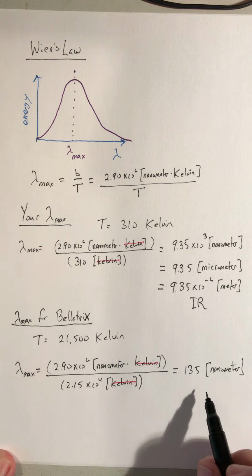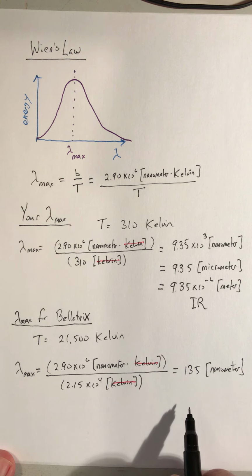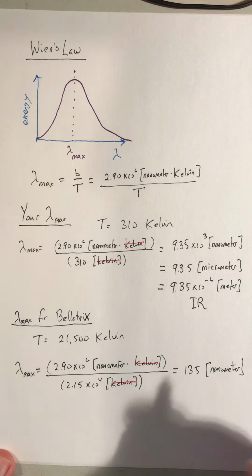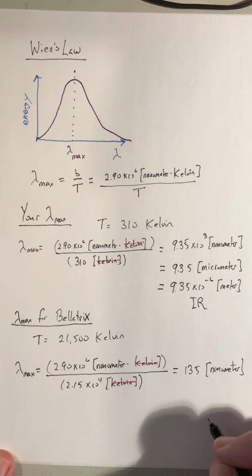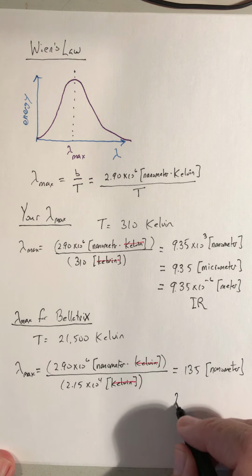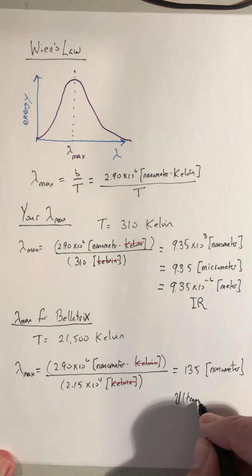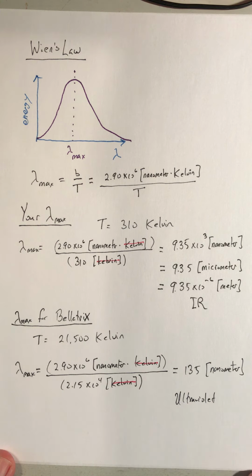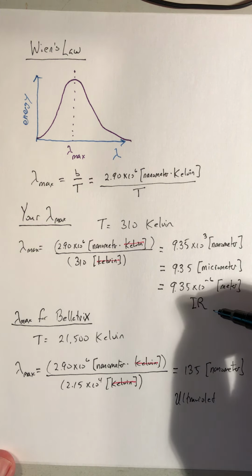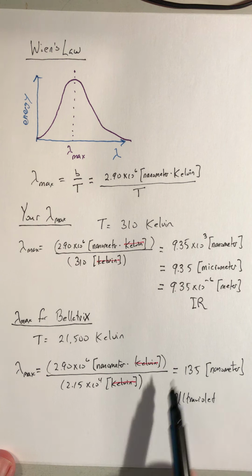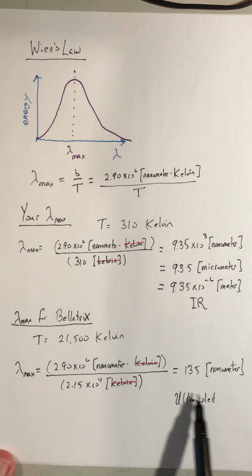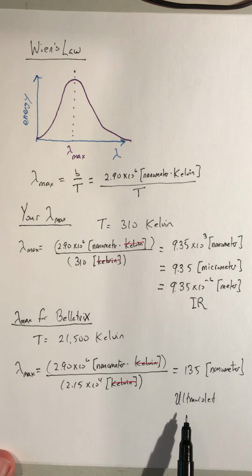which is a shorter wavelength than even violet colored light. So this is outside the visible, and it's more violet than violet, so that is ultraviolet. It's like how more red than red is infrared. 135 nanometers is going to give us a color that is more violet than violet, and that is the ultraviolet part of the electromagnetic spectrum.